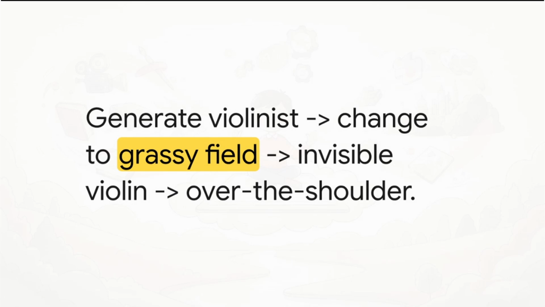A creator started by generating a standard, beautiful clip of a violinist playing in a room. Then, they simply told the AI to change the background to a grassy field. Next, they asked it to make the violin itself completely invisible, leaving the musician playing empty air. Finally, they swapped the camera to a dramatic over-the-shoulder angle. The model seamlessly nailed multiple, highly distinct conversational edits, one after the other, and kept the human character perfectly consistent across every single frame. It's literally like having a full production crew inside your chat box.